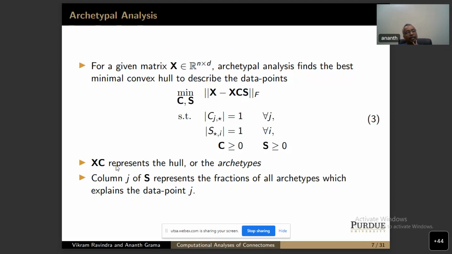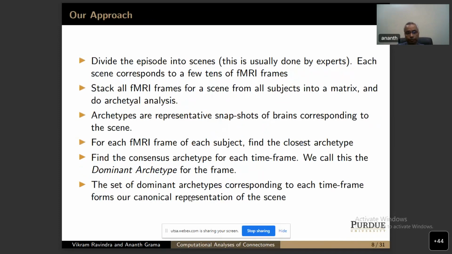So once again, the matrix XC is the extremal points. This represents the convex hull or the archetypes. And the column j of S represents the fractions of all archetypes which explain data point j. So it's a very clean, intuitive representation.